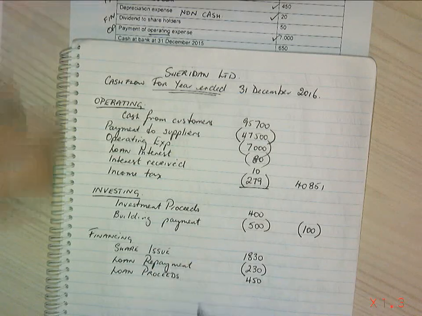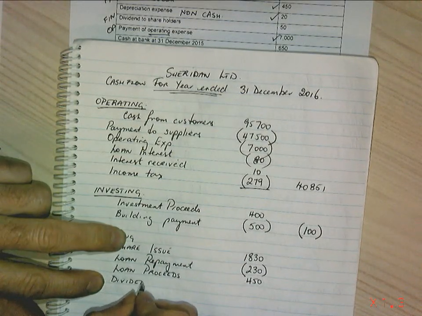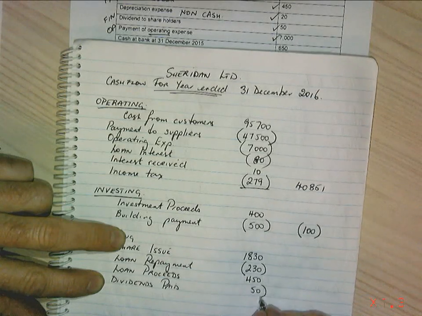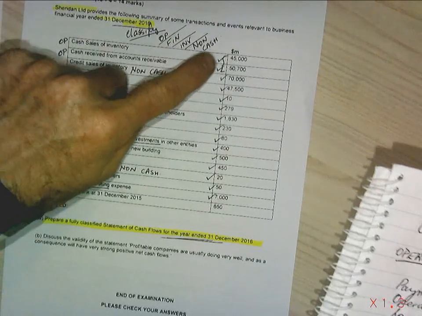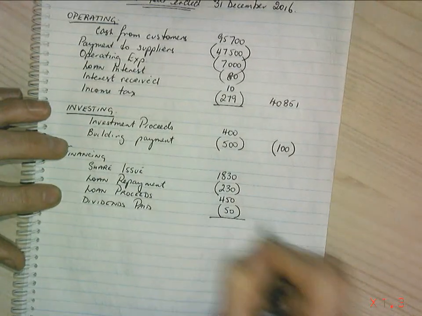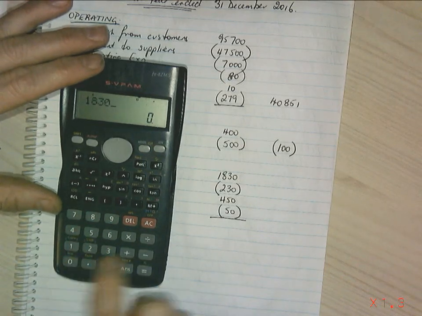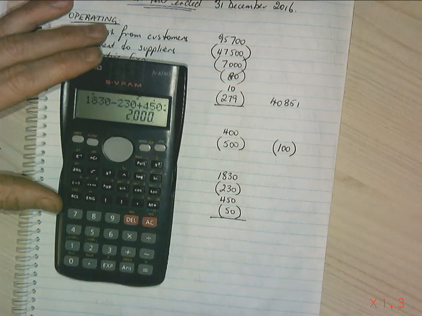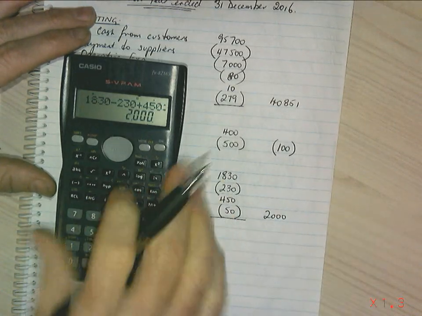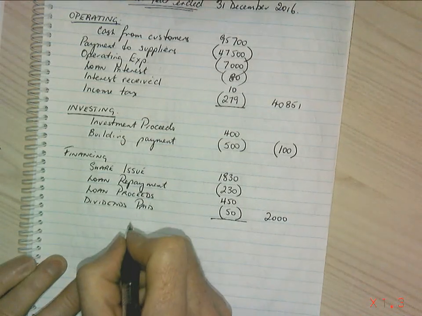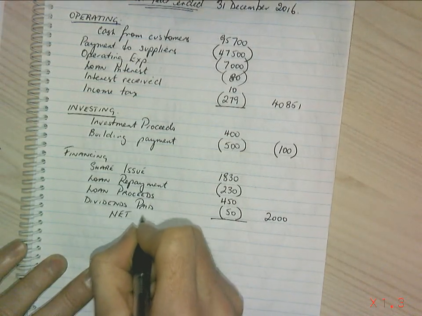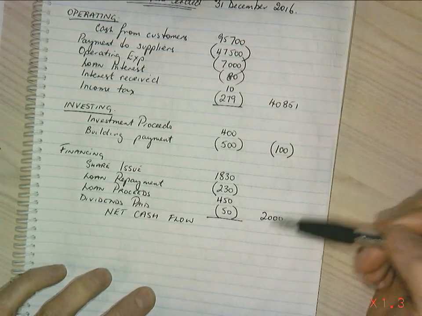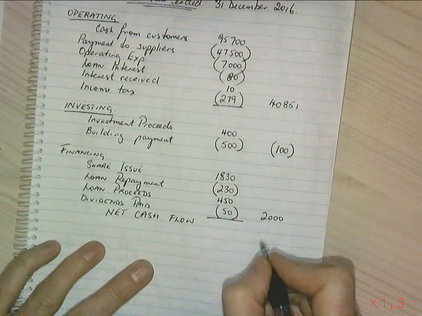Oh, can you see it? Yep, there we go. Dividends paid, what did we say it was? 50. That's a cash outflow. And I think I have captured everything. Yep. So I'm just going to get a total there. 1830 minus 230 plus 450 minus 50 gives me 2,000. And that's a positive number, so it's a cash inflow. So now I'm going to look for my net cash flow. My net cash flow will be the sum of these three things, which gives me 42,751.